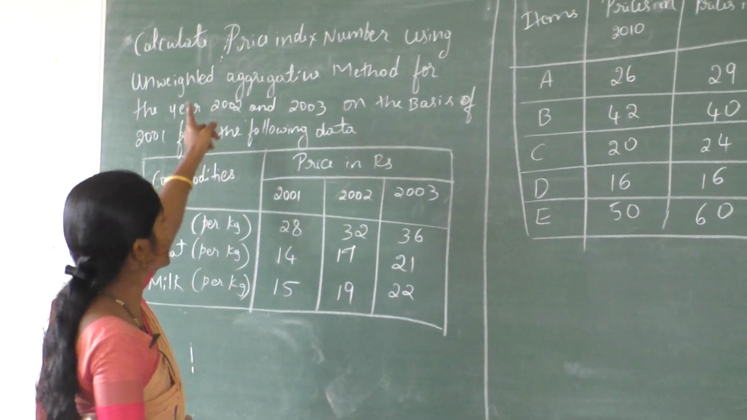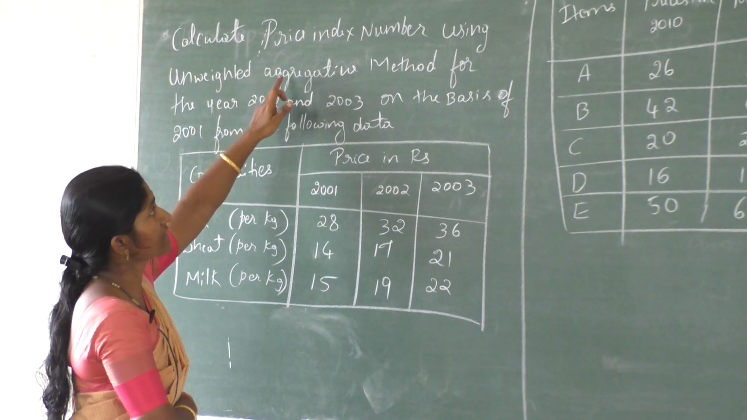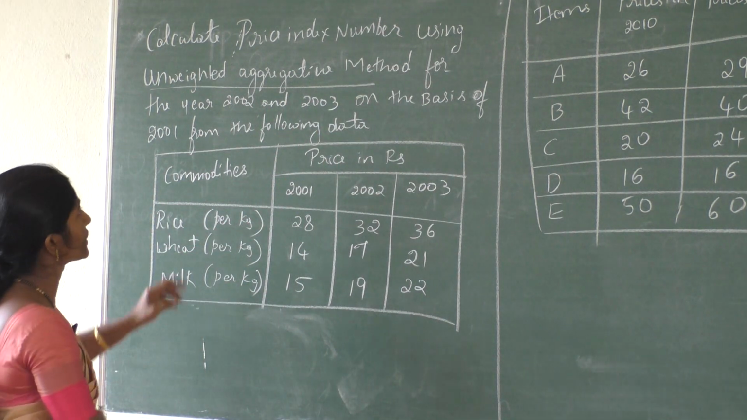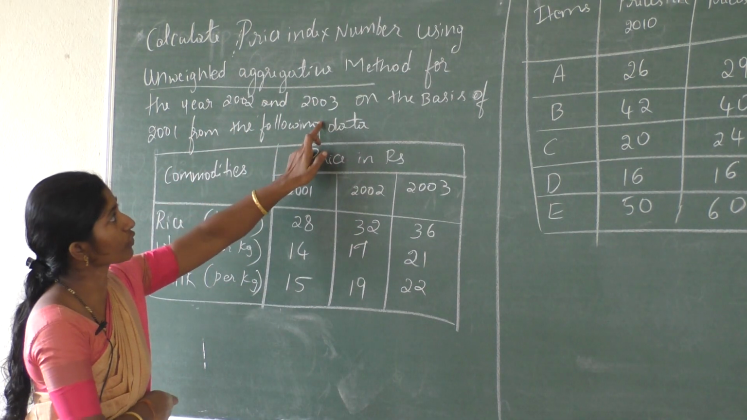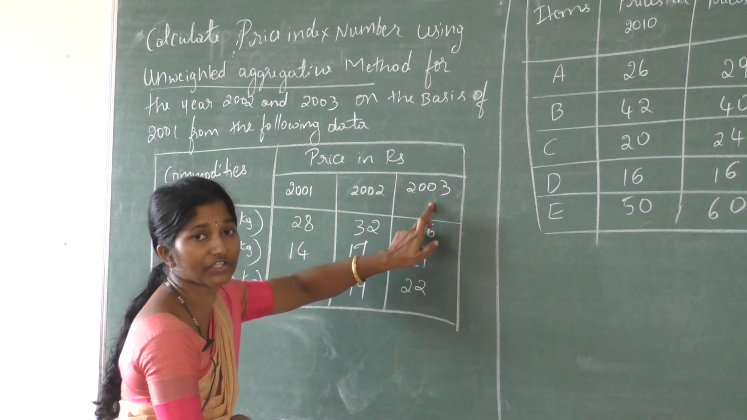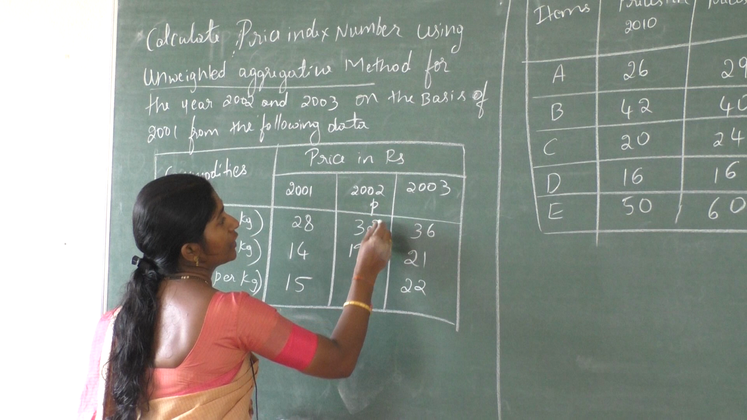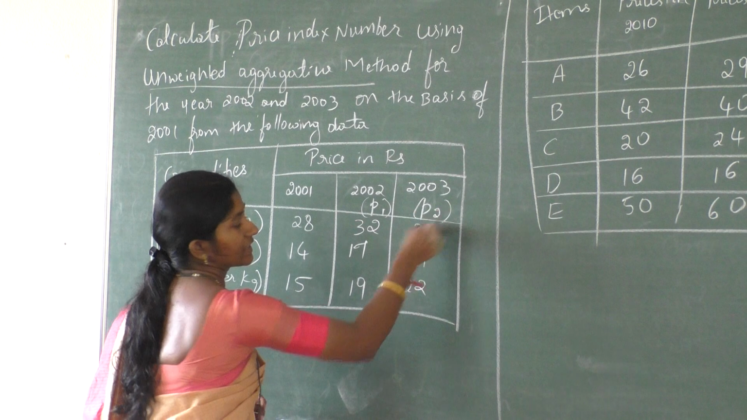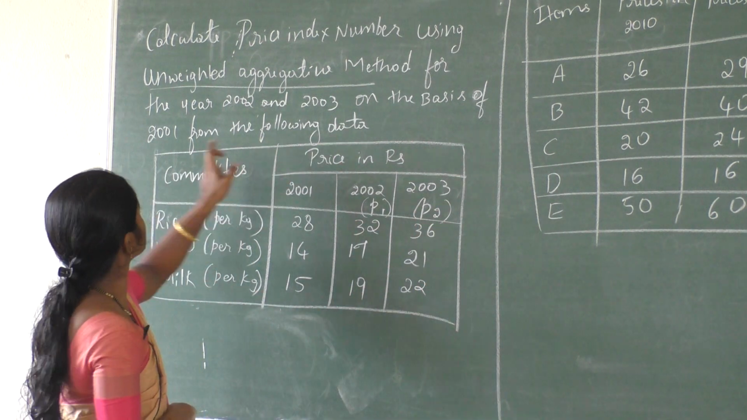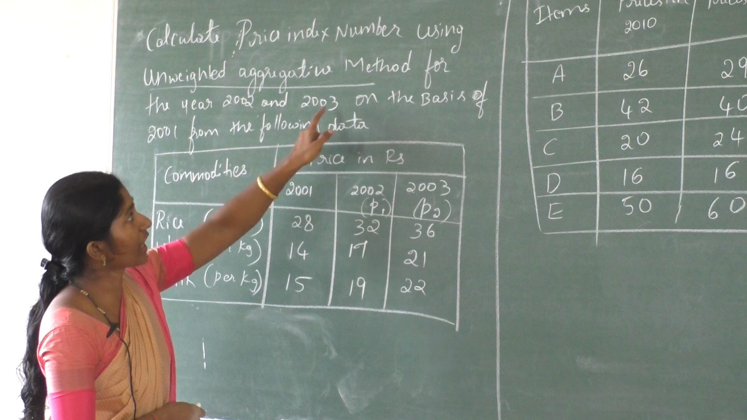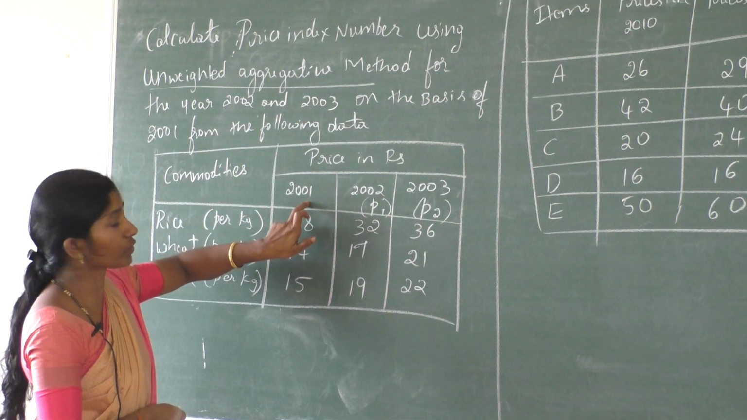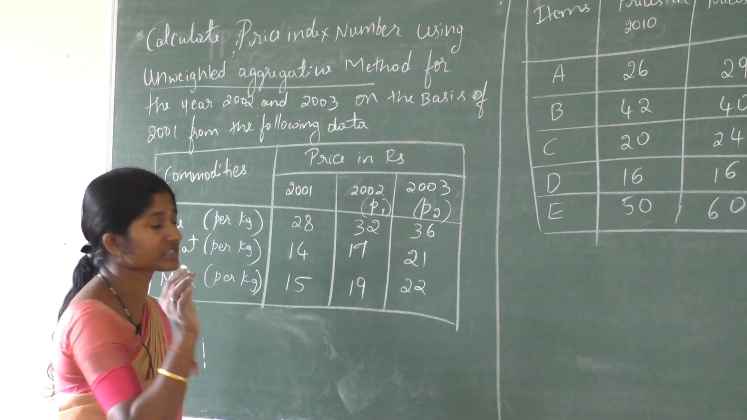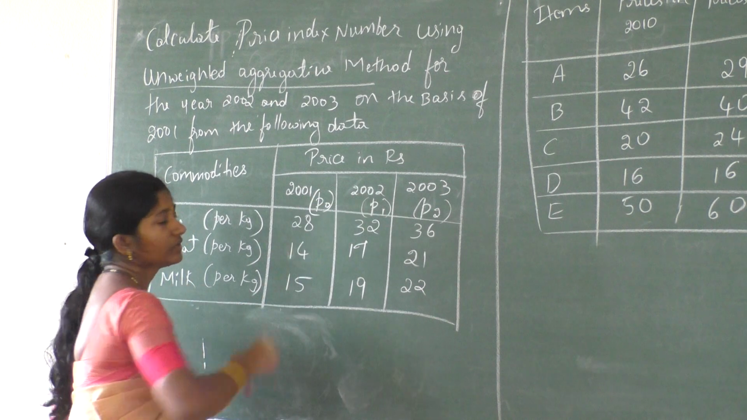By taking both also. Here the question is written: calculate the price index number using the unweighted aggregative method for the years 2002 and 2003. I will take 2002 as P1 and 2003 as P2, and you have to calculate both years with 2001 as the base. Base means 0, P0. This is the base.